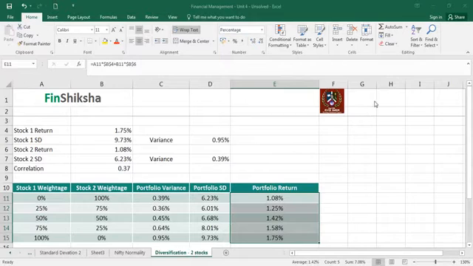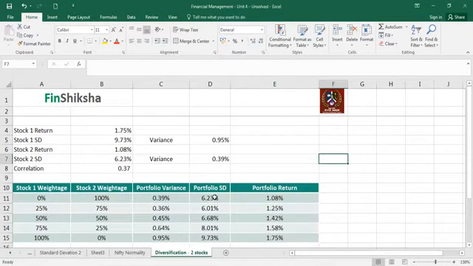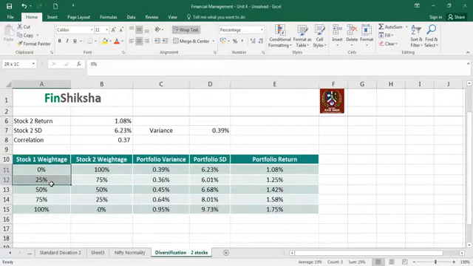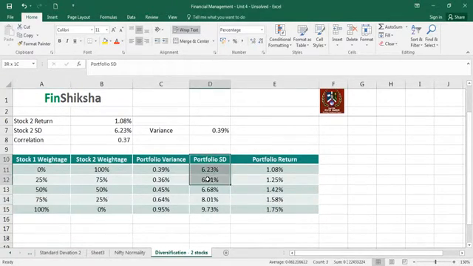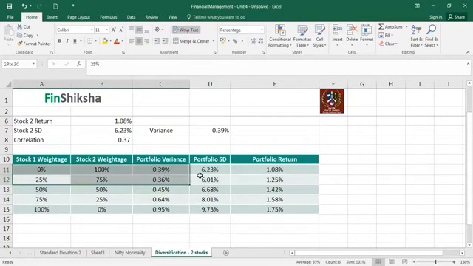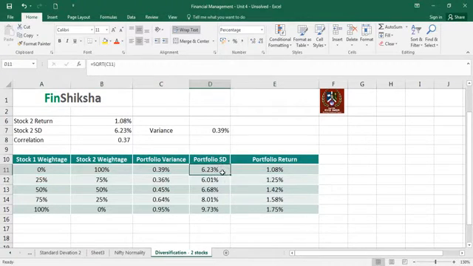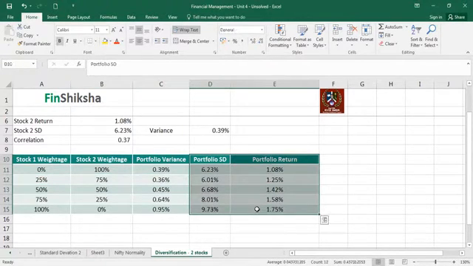Now let's see this in more detail. What we have here is that as we increase the weightage of stock 1, at some point the portfolio variance goes down and then it again starts going up, right? So there must be a particular weightage of the two stocks where we are minimizing the risk, right? Let's actually plot these two on a curve.